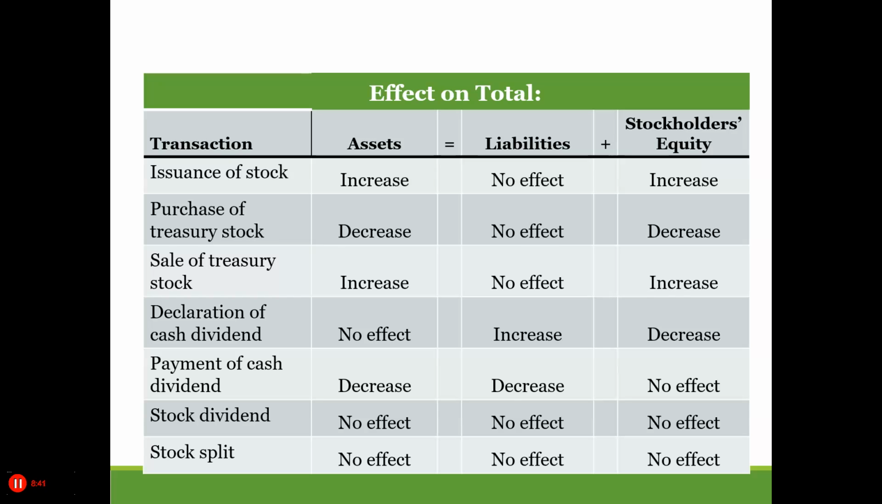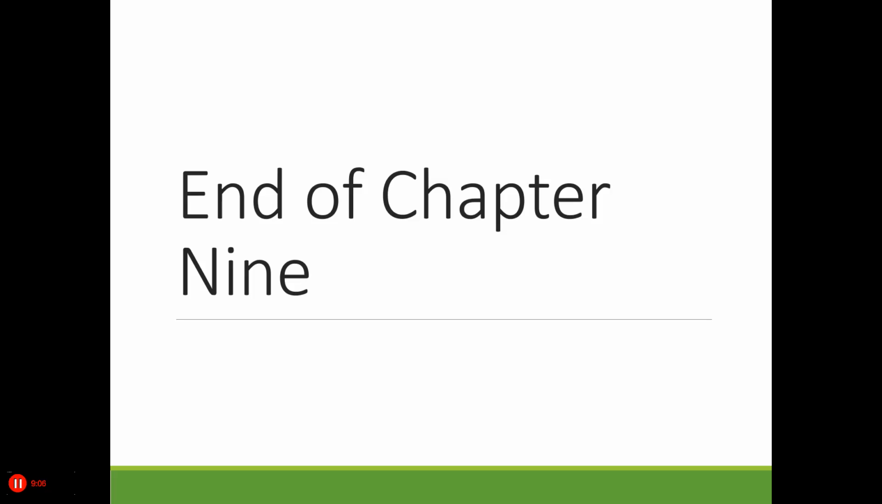When we sell it, we're going to increase our cash and increase our stockholders' equity because we're going to have more stock outstanding. Declaration of a cash dividend increases liability until it's paid, then it decreases it, and it decreases stockholders' equity when it's declared. Stock dividends have no effect, and neither does a stock split, on total equity. And that ends this chapter.